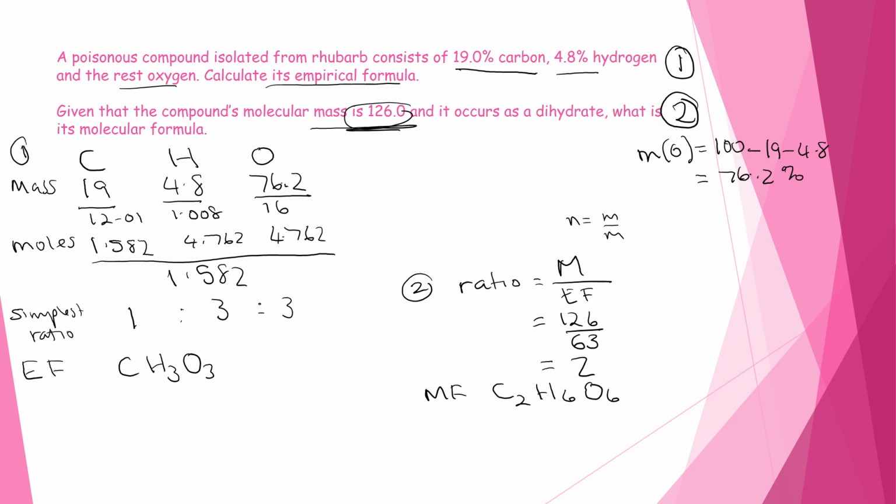Now the question also tells us that it occurs as a dihydrate. A dihydrate means it's got 2 lots of water attached. So let's work out what its actual formula is going to be. There are no carbons in water, so it's going to be C2. 2 times 2 is 4 hydrogens, so there's 2 left. And 2 oxygens from 6 is O4. So the formula is C2H2O4.2H2O, which is called oxalic acid.